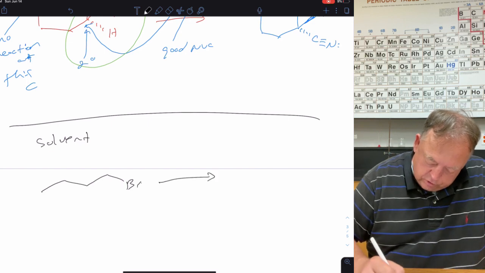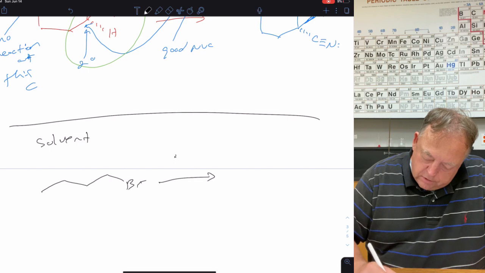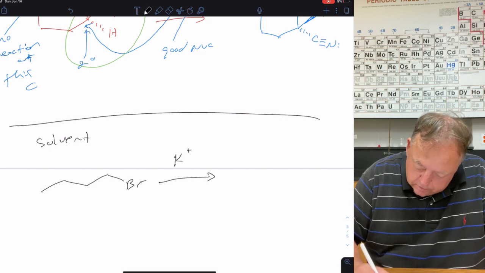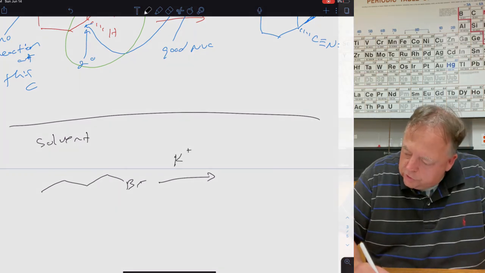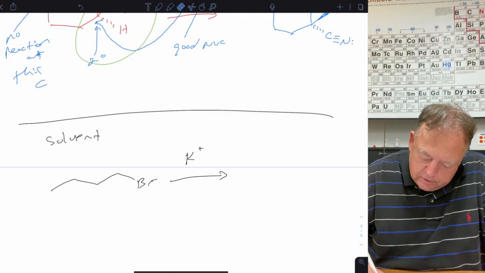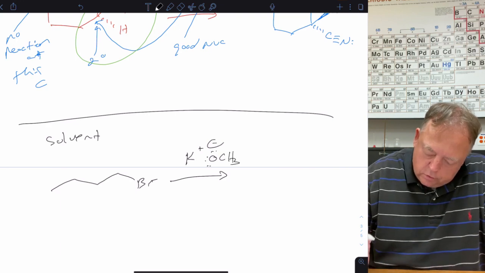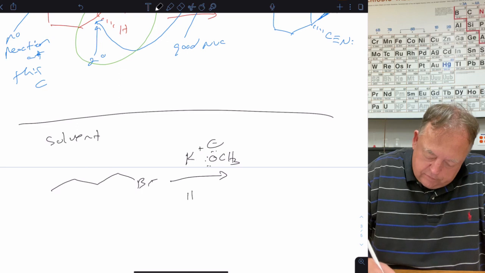So let's say you did this reaction. Let's pick potassium. What's a good nucleophile to pick? So let's pick a nucleophile. Let's say potassium OCH3 minus, and then let's throw a solvent in. So maybe the solvent is water.